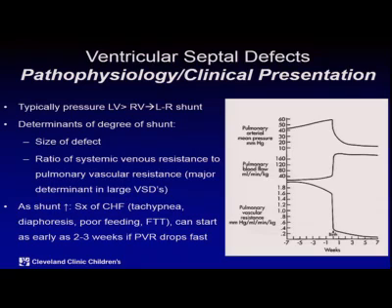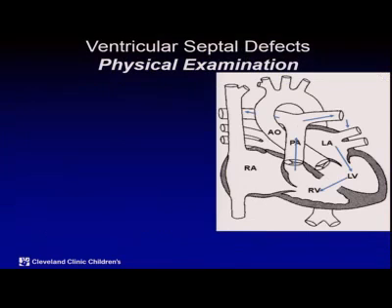But it also has to do with the balance of the systemic vascular resistance to pulmonary vascular resistance. This is a major determinant in big defects. So the lower the pulmonary vascular resistance, the more this will invite shunting across a VSD. And as shunt increases, you start to have all the symptoms of congestive heart failure: tachypnea, diaphoresis, poor feeding, and failure to thrive. And this can start as early as 2 to 3 weeks if the pulmonary vascular resistance drops precipitously.